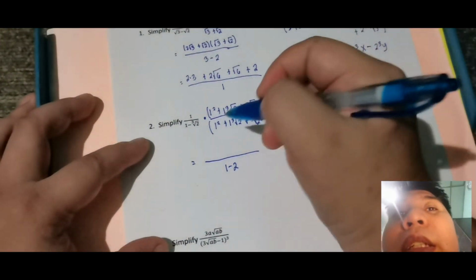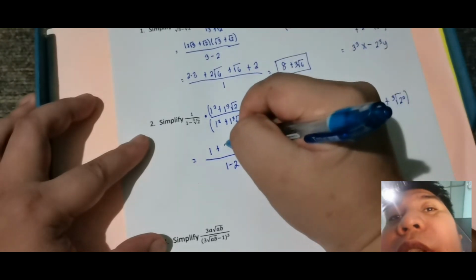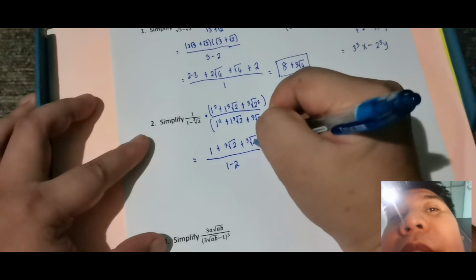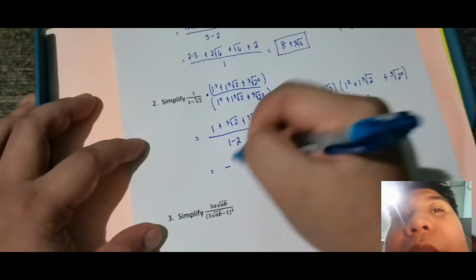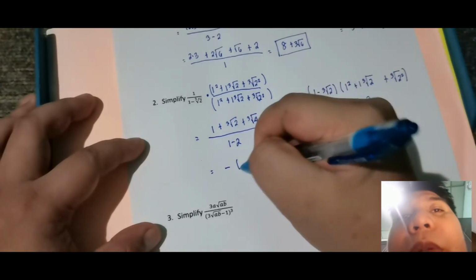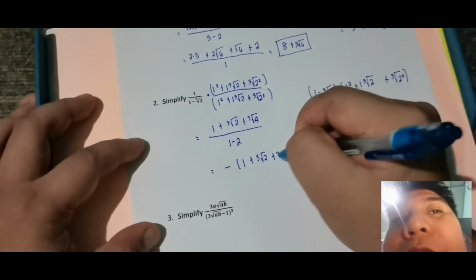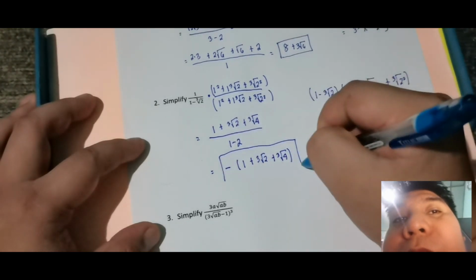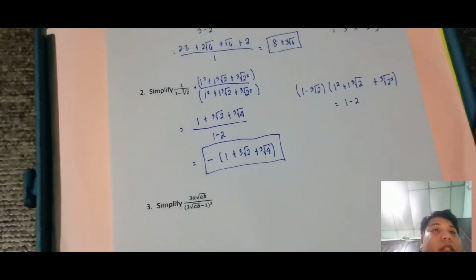Then sa taas, 1 squared is 1, plus 1 cube root of 2 is cube root of 2, then plus cube root of 2 squared is simply cube root of 4. Okay, so therefore, ano sagot? Ang sagot lang is simply negative, kasi negative 1 yun, negative of 1 plus cube root of 2 plus cube root of 4. So, pwede na ito yung sagot. Or kung gusto mo, distribute na yung negative. Okay, so ganyan siya kasimple.